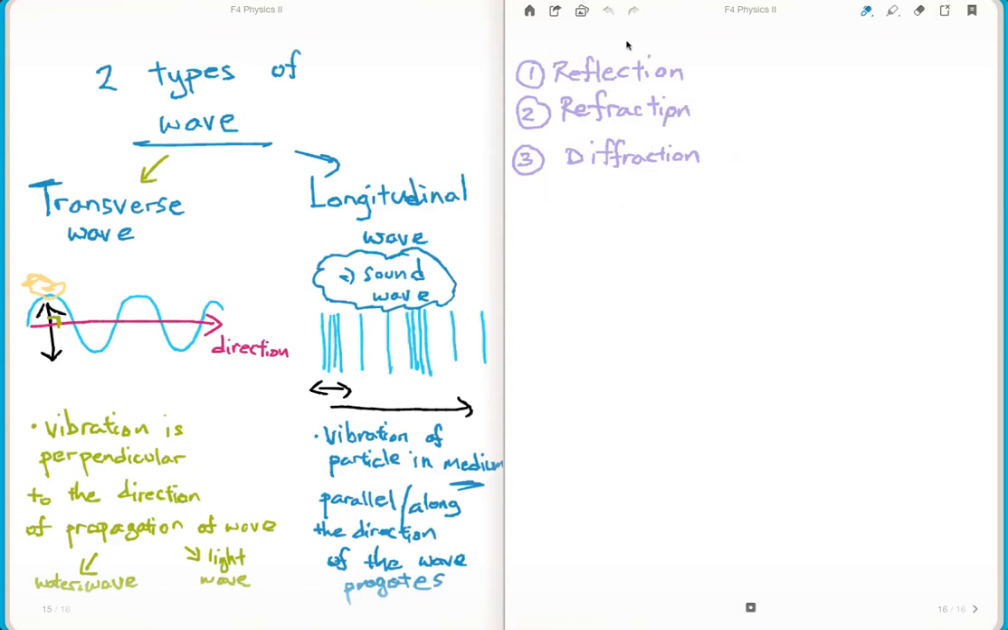You may want to refer to my Form 4 Chapter 5 on the details of reflection and refraction, because for wave, they behave like the same behavior. So, to start off with, the first phenomenon is reflection.